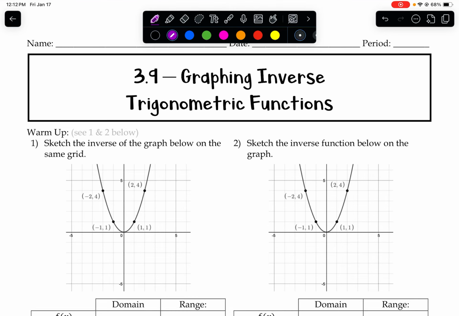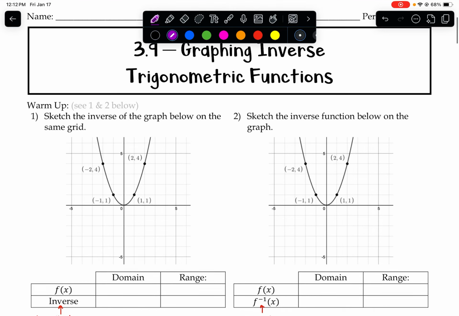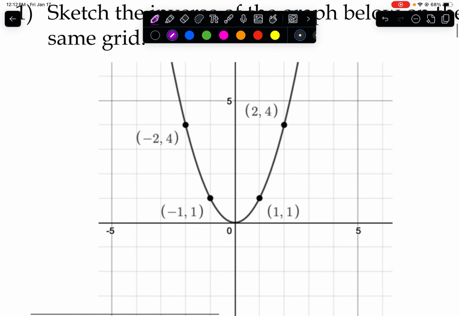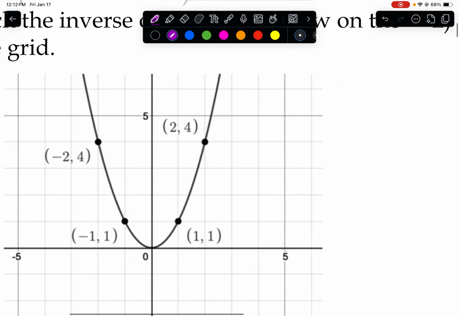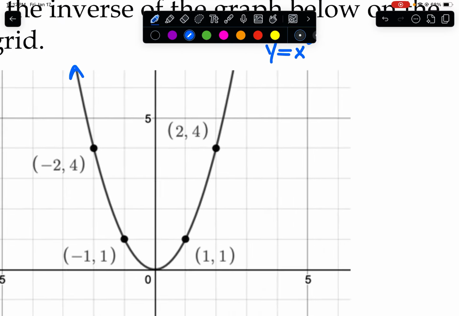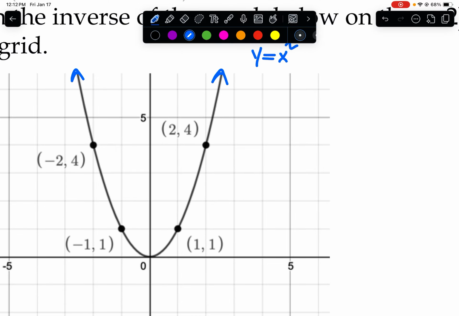Hi everyone. All right, so for this lesson, we're really going to focus on graphing inverse trig functions. So we're going to take a step back and do a little throwback. We're going to focus on just doing the inverse of this function here to start off with. This function is just your parabolic equation y equals x squared. The graph got cut off a little bit, but you can put arrows on the ends.